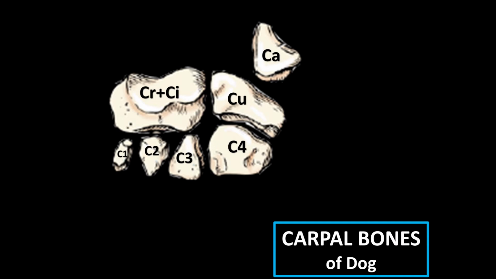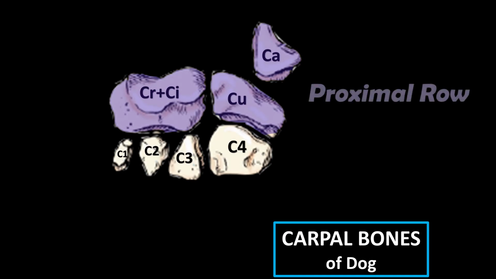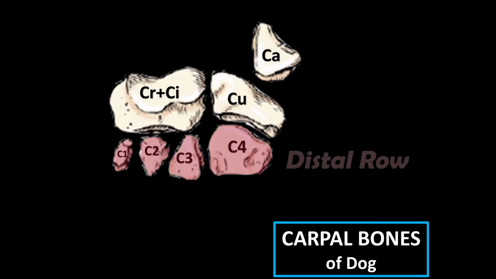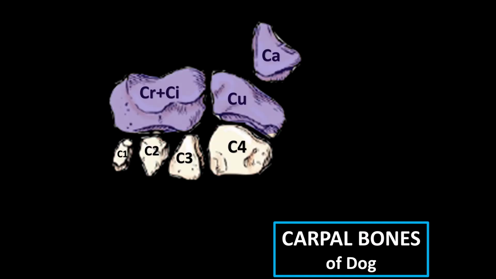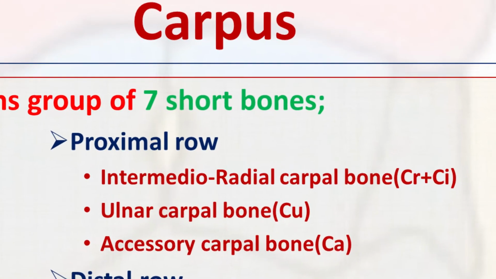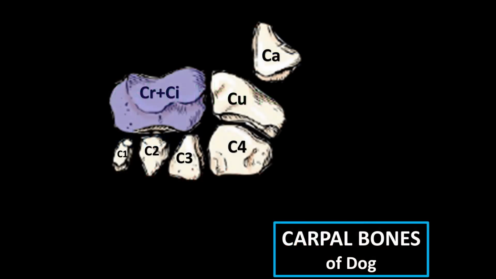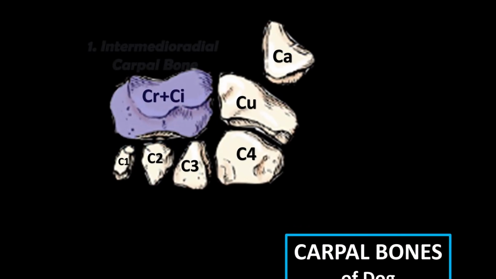These bones are arranged in two rows, proximal row and distal row. The proximal row articulates with the radius and ulna, which are present in the antebrachium region, and the second row is the distal row, which articulates with the metacarpal bones in the manus. As the proximal row articulates with the radius and ulna, the naming of the carpal bones is also based on these two bones. Now, the proximal row contains three bones: the intermedioradial carpal bone, which is present below the radius.